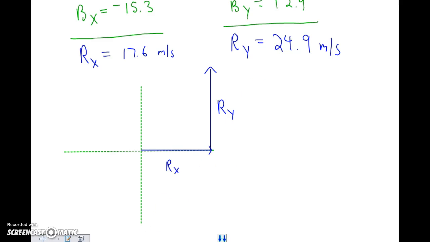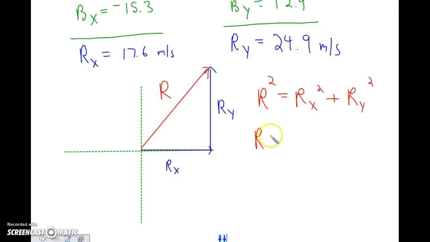Now the answer I'm seeking is where this one started to where this one ended, my overall resultant. That was always the goal. I'll just call that plain old R. To get the magnitude of that, we can just use the Pythagorean theorem. We know this side and this side, so applying it, r squared will equal rx squared plus r sub y squared. We have all those numbers. We'll just take the square root of each side.